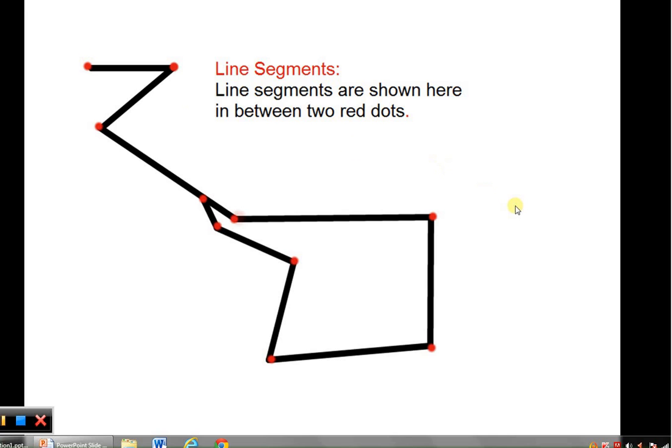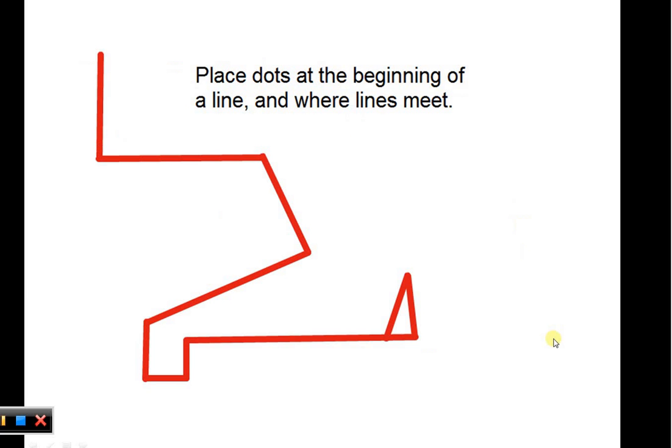I want you to look at this diagram and place points at the beginning and at the end of every line segment you can see here. Pause the video. I'm sure you did well, and this is how they were placed. So you have one at the beginning, at the end, at every corner where a line begins and ends.